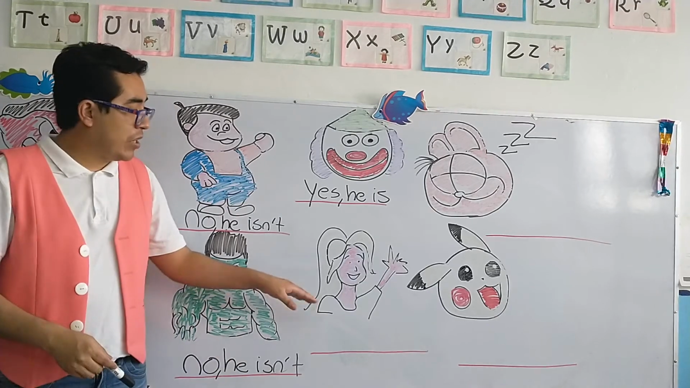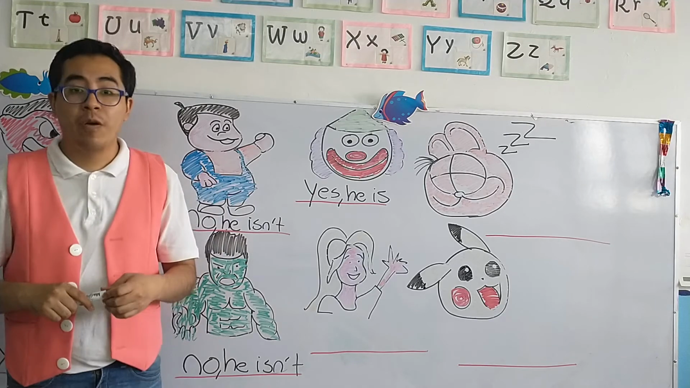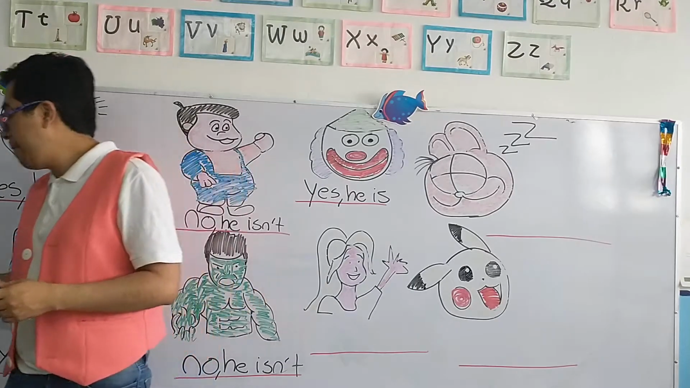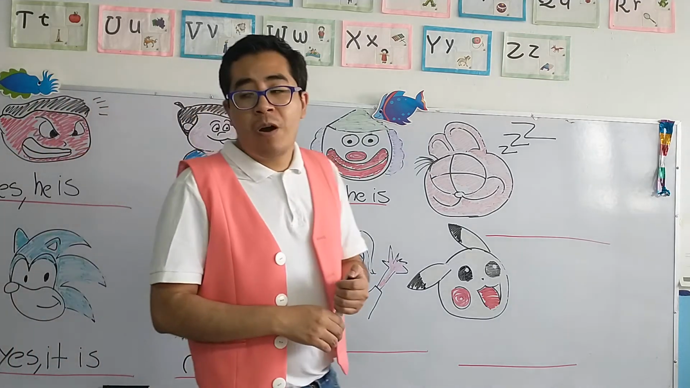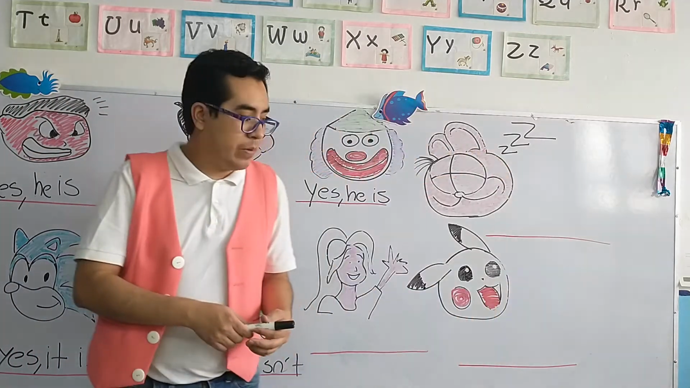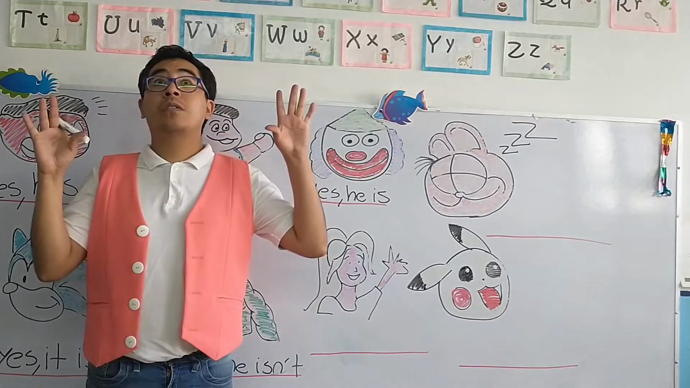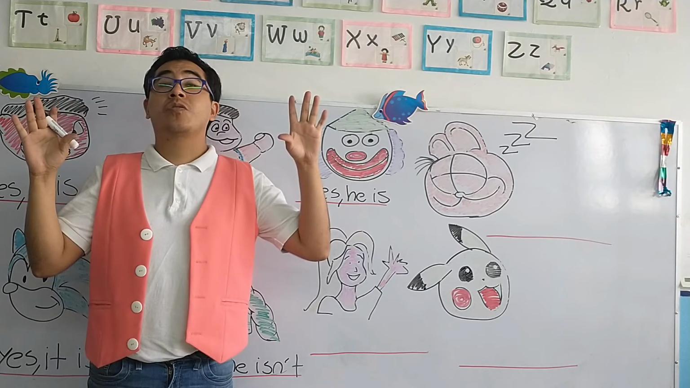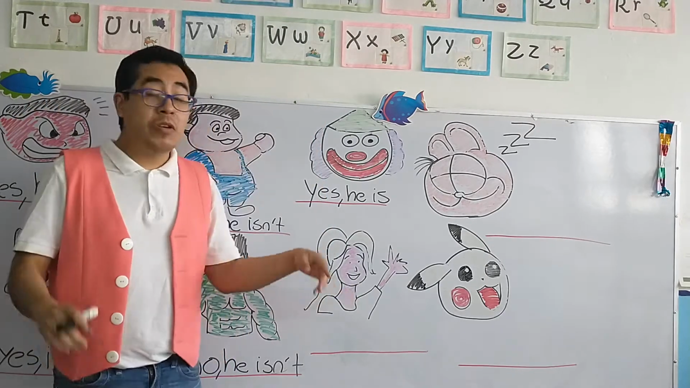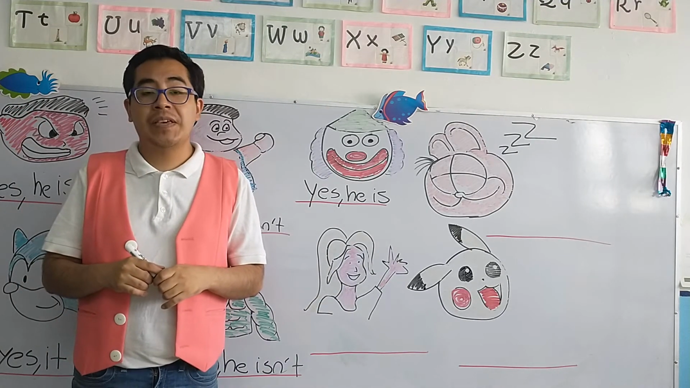For the next object, we have the Barbie doll. Now, the question for Barbie is: Barbie, okay, take a good look at her. Is Barbie shocked? Remember what is shocked? Sorprendido? Is Barbie shocked? No, she isn't.